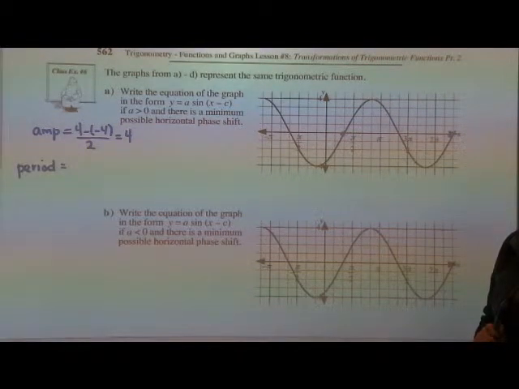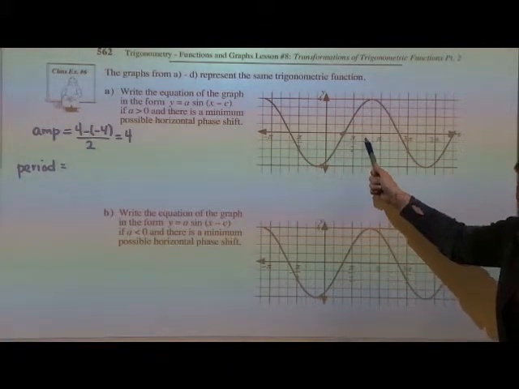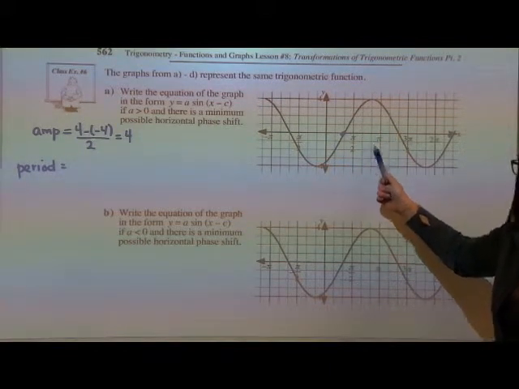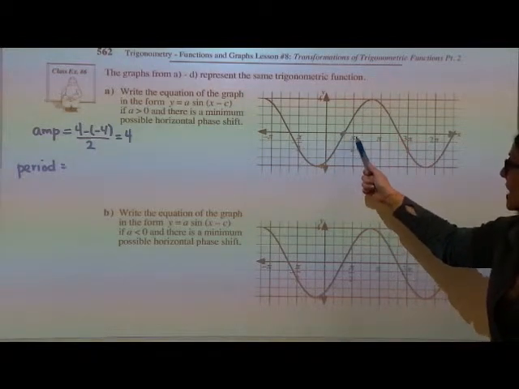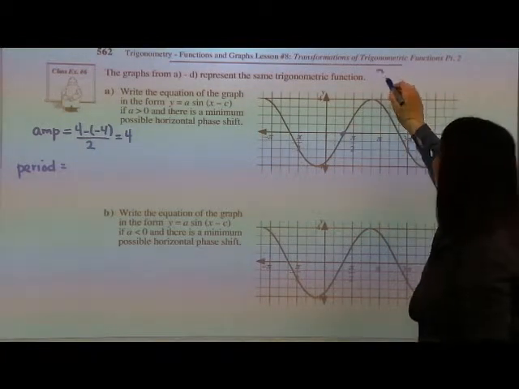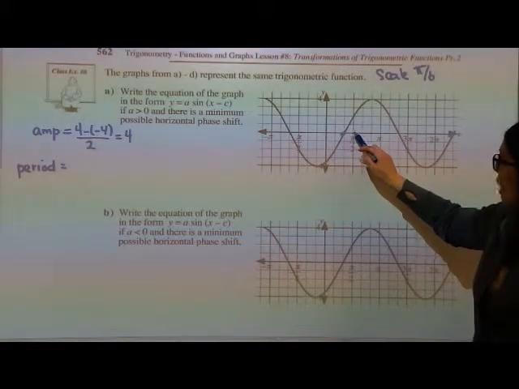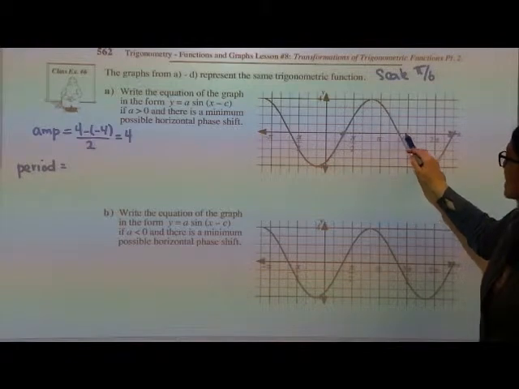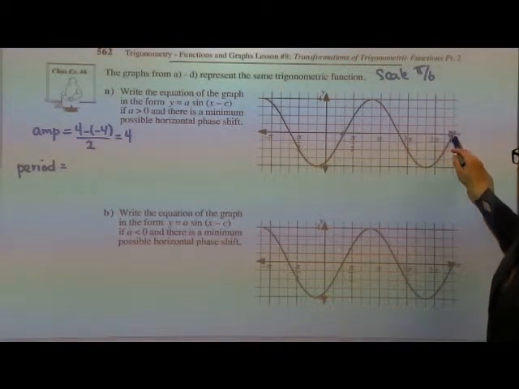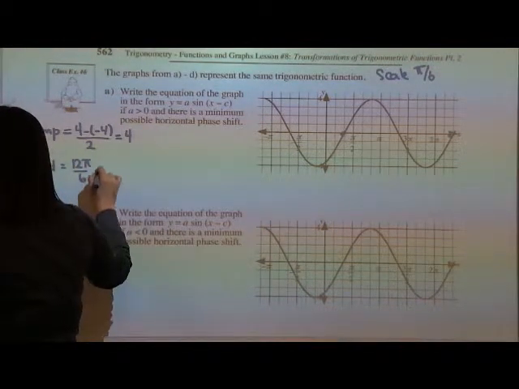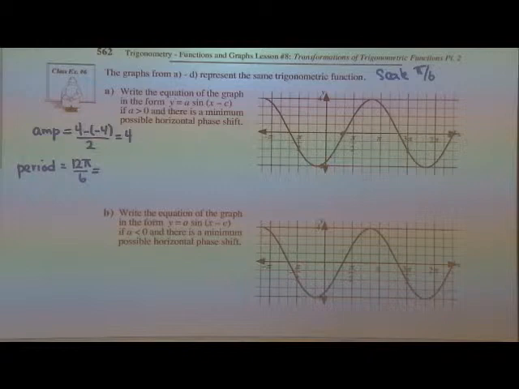Pi over 6. How'd you get pi over 6? Well, I saw there's 6 sections between pi and the 0 spot. So think of this as being one whole pi, and now I'm dividing it into 6 pieces. So the scale is pi over 6. So I counted 1, 2, 3, 4, 5, 6, 7, 8, 9, 10, 11, 12 pi's over 6, which is the same as 2 pi.